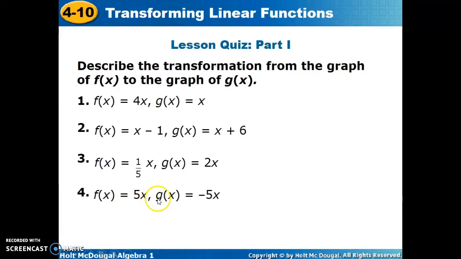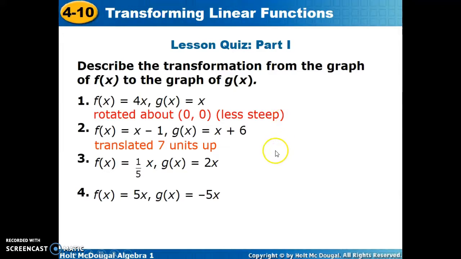So we have just enough time to go over these quiz questions. It says to describe the transformation from f of x to g of x. We notice only one thing happening, the slope from positive 4, rise 4, run 1, to a positive 1 slope. So we have a rotation about the point 0, 0, and it's going to be much less steep. For number 2, x minus 1 to x plus 6, we start with a y-intercept of negative 1, slope of 1, but this is translated up, slid up, 7 units.